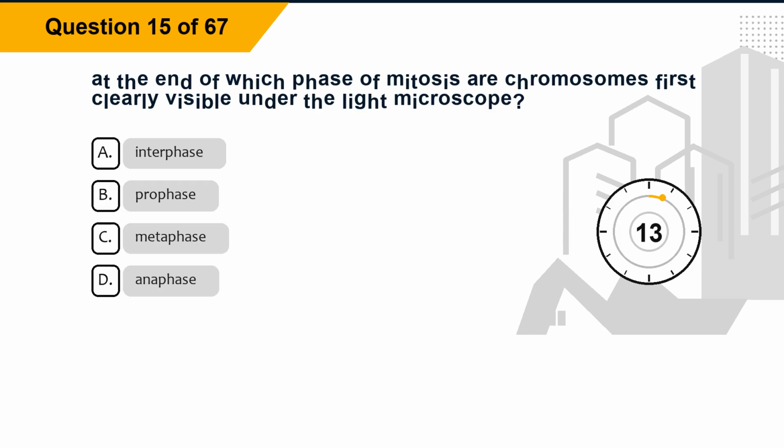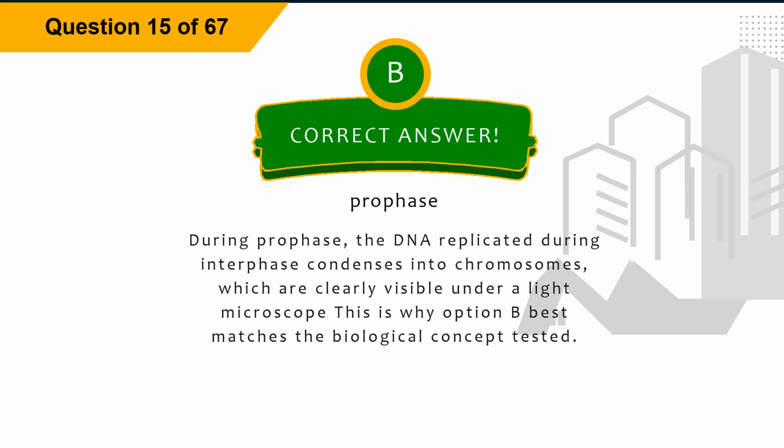Question 15. At the end of which phase of mitosis are chromosomes first clearly visible under the light microscope? Option A, interphase. Option B, prophase. Option C, metaphase. Option D, anaphase. The correct answer is option B, prophase. Explanation: During prophase, the DNA replicated during interphase condenses into chromosomes, which are clearly visible under a light microscope. This is why option B best matches the biological concept tested.